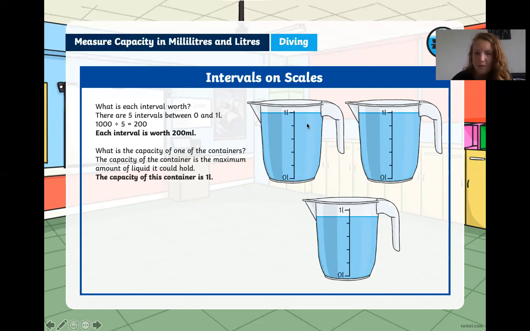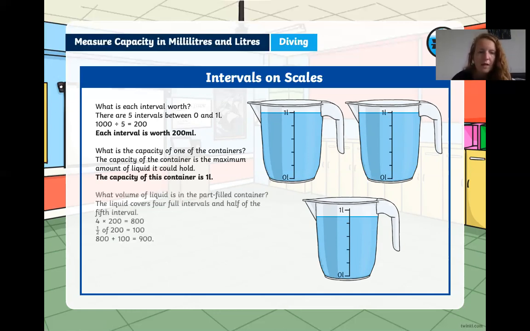What is the capacity of one of the containers? Well, it's 1 liter because that's how much it can hold. And remember, we talked about at the beginning, the capacity is the max amount of liquid it can hold. What volume is in the part filled?